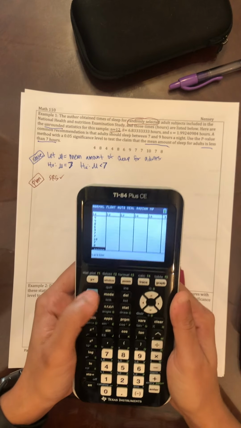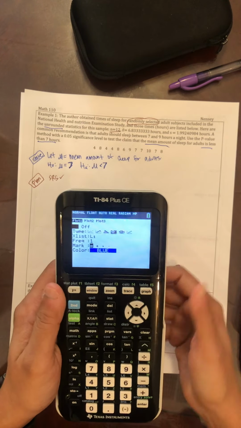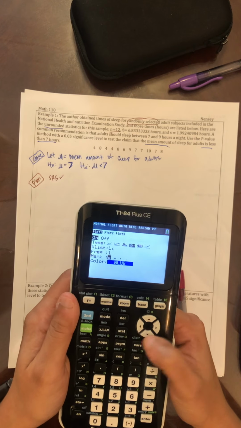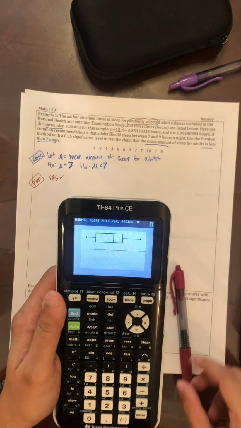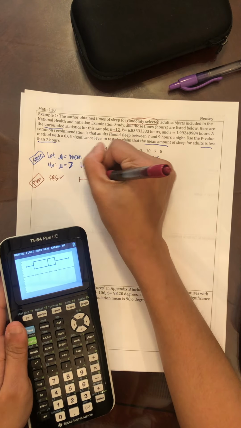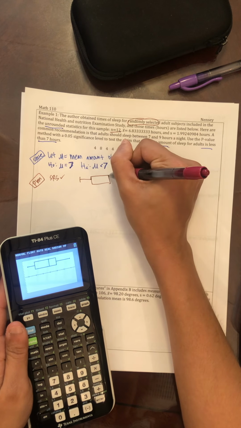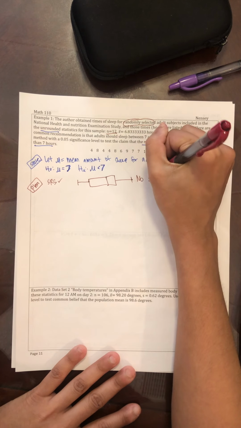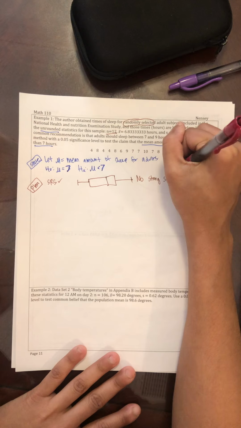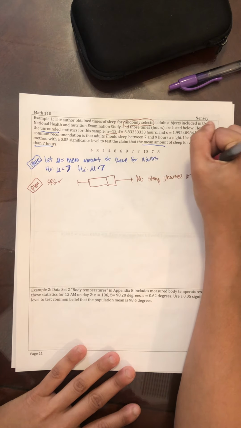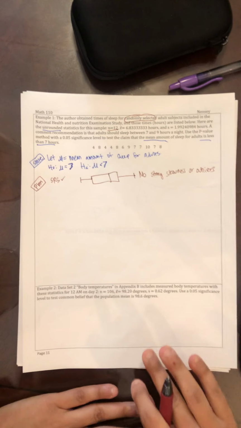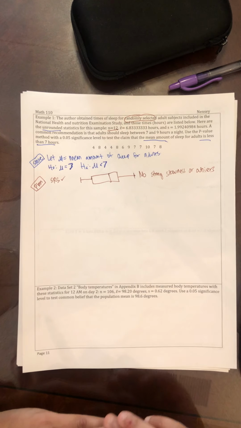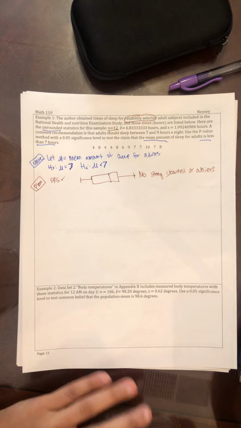Okay, and the next thing I'm going to do is go ahead and hit stat plot on, make sure everything is correct, and then I hit zoom 9. I'm going to go ahead and sketch that. Okay, so I've sketched it. I'm going to say, what do I write? No strong skewness or outliers. And I know I did that fast, but we've been doing this since like before I even left campus. We've done that. So we're good to go. We're going to go ahead and calculate this.